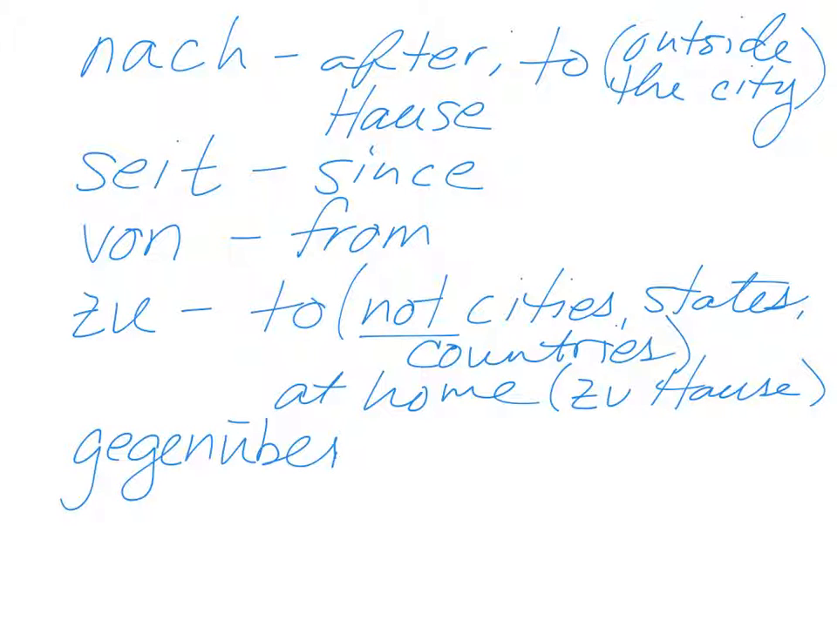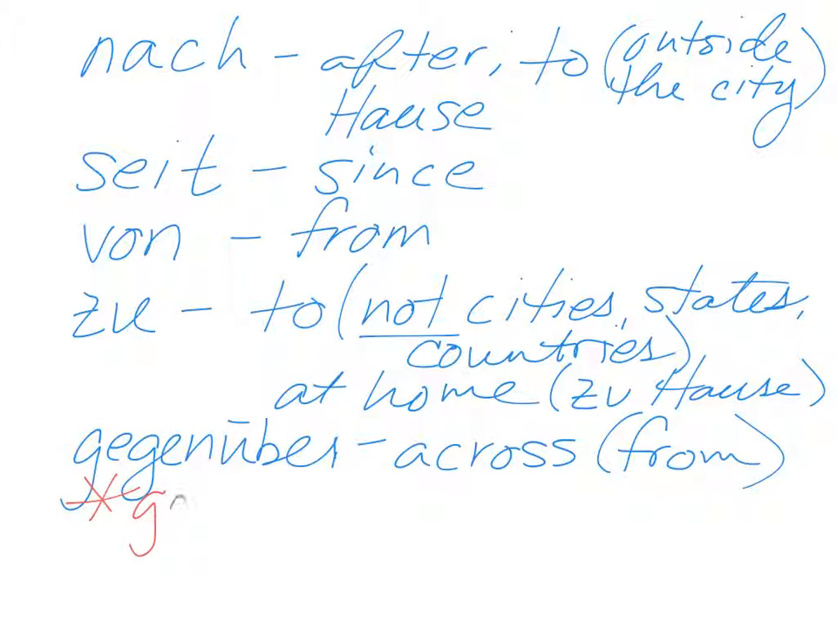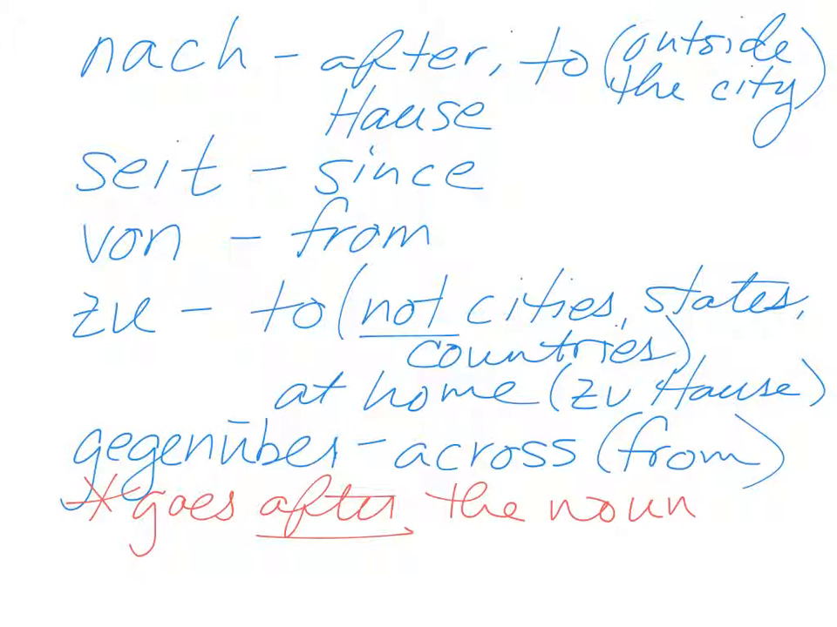Okay. Try that one. Gegenüber. This is a great word. Gegenüber means across from. Okay. This one is special though. Goes after the noun. So you would say like the street across instead of across the street. Okay, but it still affects the noun.